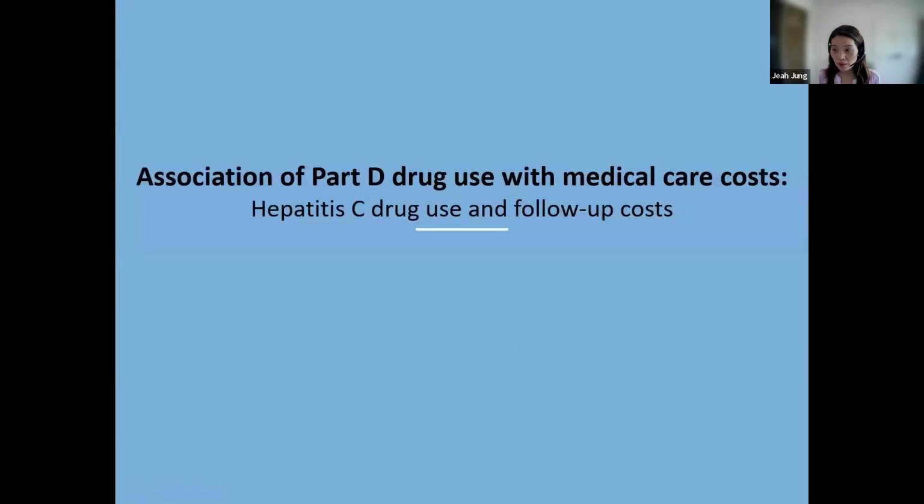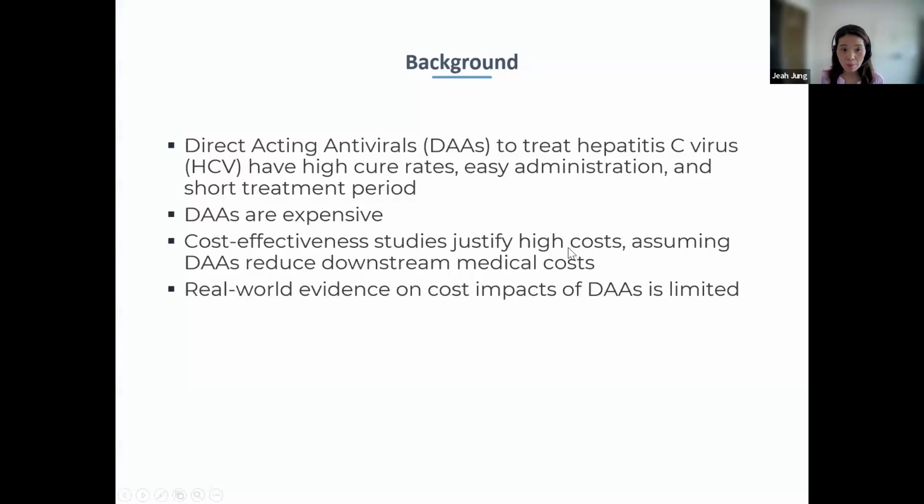Now, the next topic is association of Part D drug use with medical care cost. Since I was looking at Sovaldi, I was really interested in what this Sovaldi or these new Hep C drugs do in terms of both cost and mortality. So I'm going to introduce the study on cost, follow-up cost. This is the official therapeutic class name for Sovaldi. That's called the direct acting antivirals, DAAs. And DAAs include Sovaldi and Harvoni and Viekira. And there are newer drugs as well.